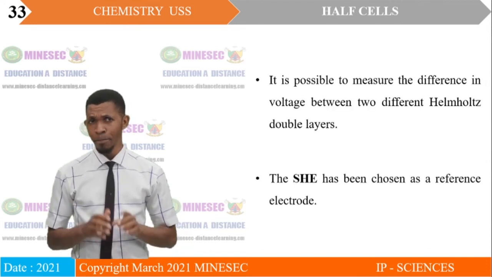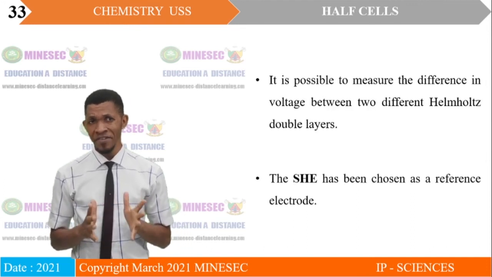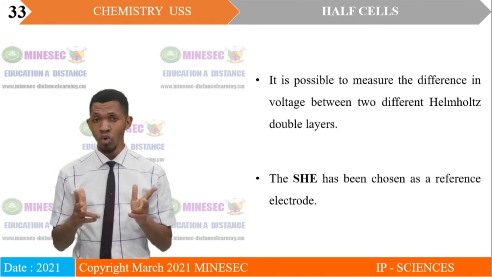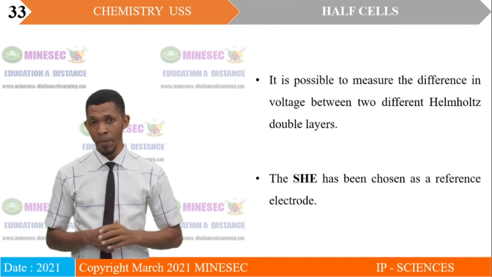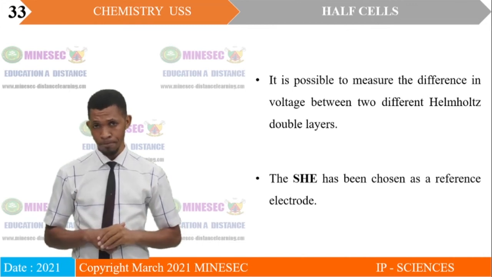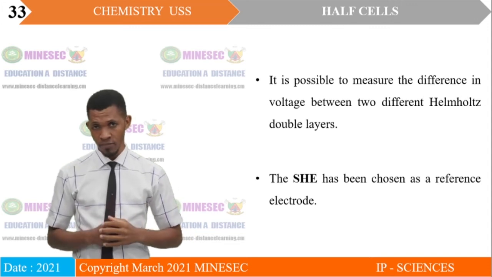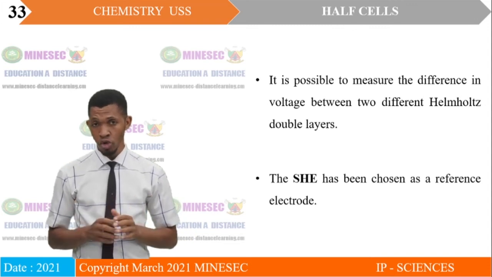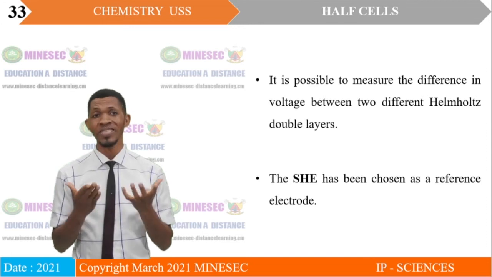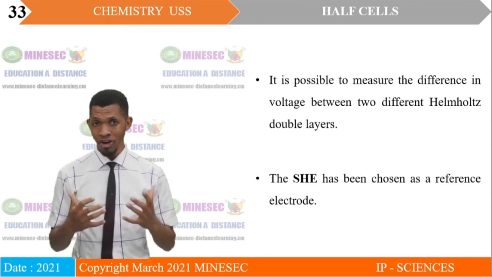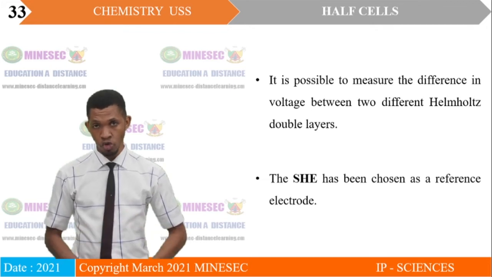It is, however, possible to measure the difference in voltage between two Helmholtz double layers when two half cells are connected together by means of a salt bridge. The standard hydrogen electrode has been chosen as a reference electrode to enable the measurement of the difference in voltage between two half cells when they are connected together by means of a salt bridge.